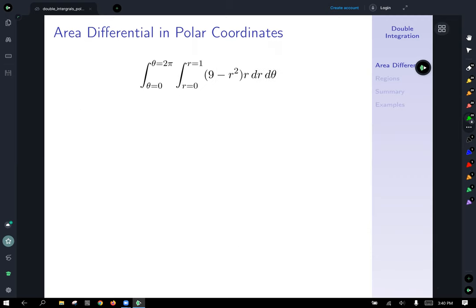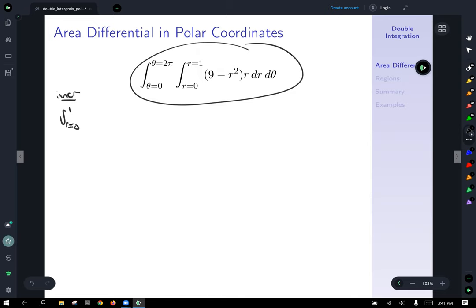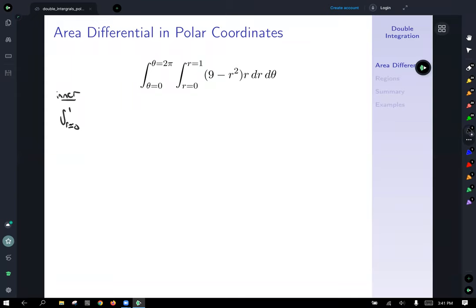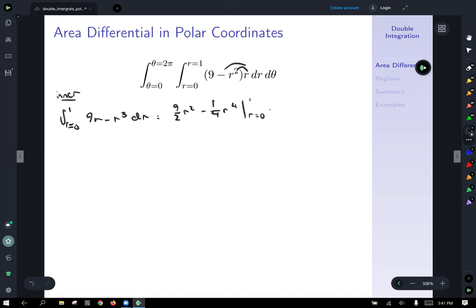So let's go ahead and work this thing. As usual, I'm going to break it out as an inner and an outer integral. Integral from r equals 0 to 1. We've done a lot of these now, and you've seen that I like to put the labels there, but sometimes when I'm rewriting things, I get a little lazy and just put the r at the bottom limit of integration. Okay, so distributing this little guy, we're going to get 9r minus r to the third power dr. And doing this integration, we're going to get 9 halves r squared minus 1 quarter r to the fourth evaluated from r equals 0 to 1.